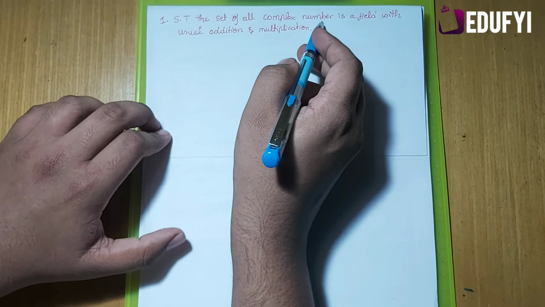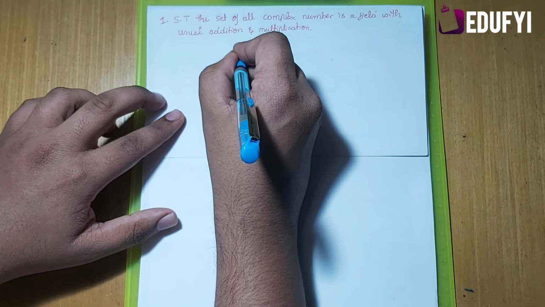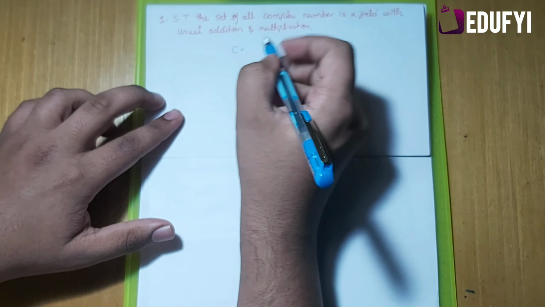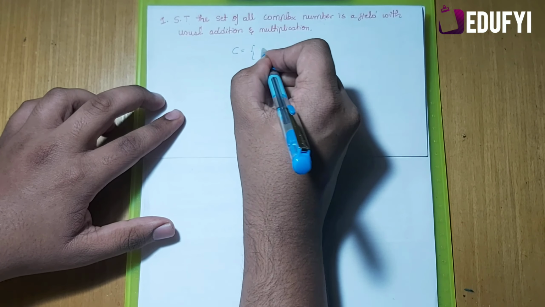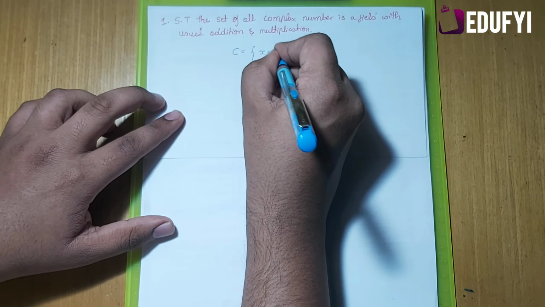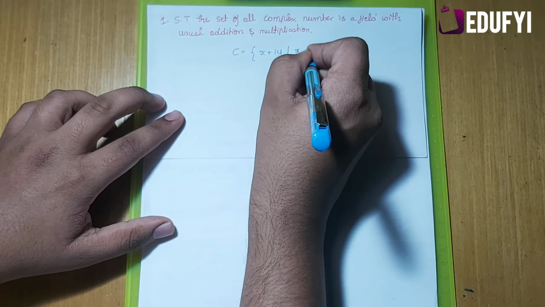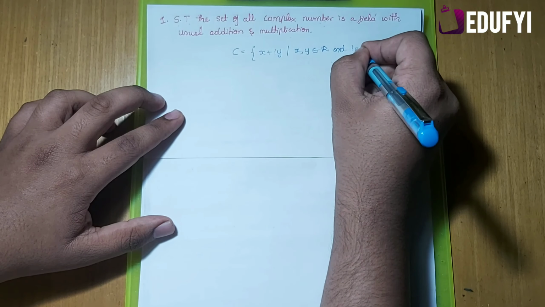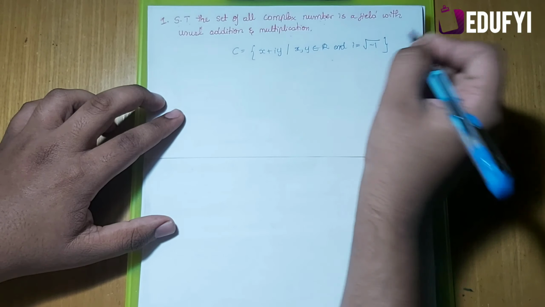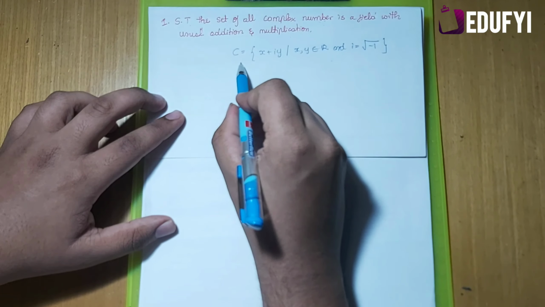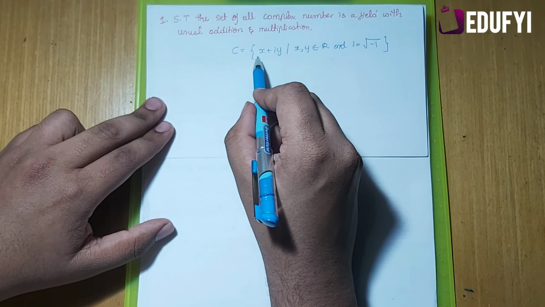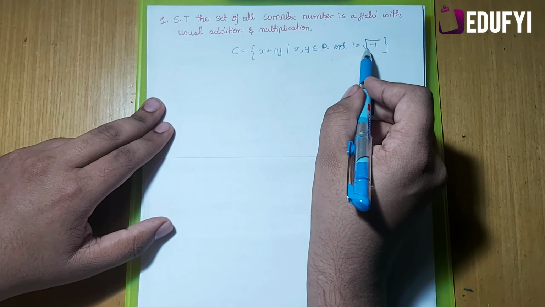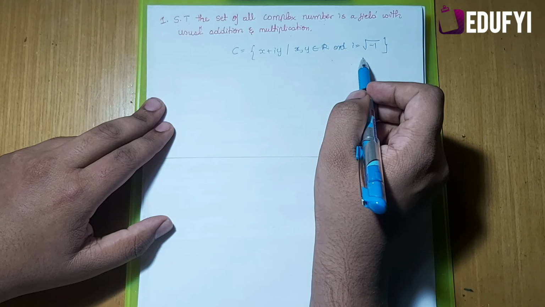Now what is the set of all complex numbers? Let us define it. C is the symbol for complex numbers. A complex number is defined as x plus iy, where x and y belong to the real numbers and i is equal to root of minus 1. So C is equal to x plus iy, where x and y belong to real numbers and i equals root of minus 1.